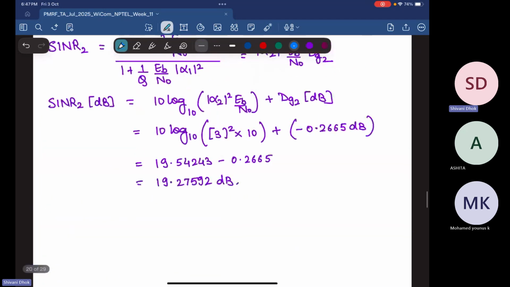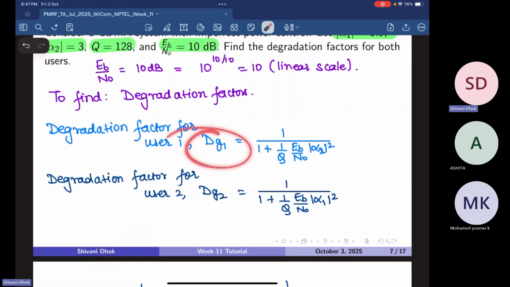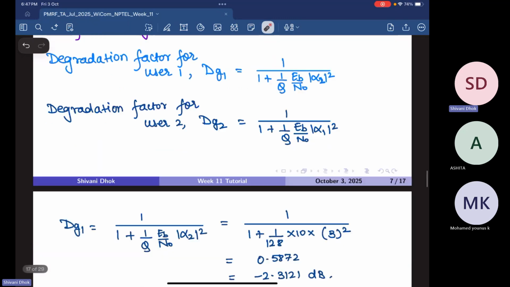So let me go back to those formulas which we had written down. These were the two formulas for our degradation factors, for user 1 was this and user 2 was this. Now in both the cases we are setting magnitude of alpha 1 and magnitude of alpha 2 equal to 1. Therefore DG1 is equal to DG2 now.